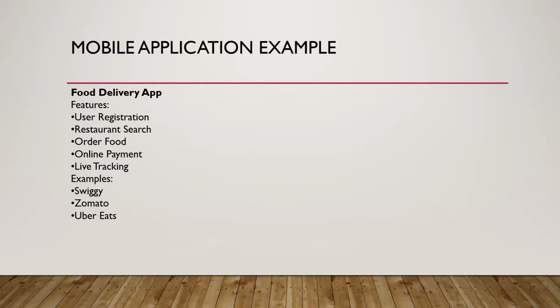Here we are going to see an example of a mobile application. Here I have taken a food delivery app as an example. What is the feature of food delivery? Usually, we will install the food app from the Play Store. Once the app has been installed, we can register. Once we register, we will search for the restaurant. Once we find the restaurant, we will order our food. Then we will make an online payment. Once the order has been placed, we will track the location. This is the flow we are following in the mobile app.